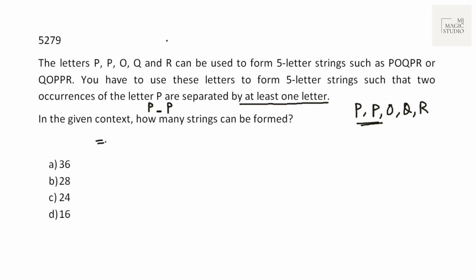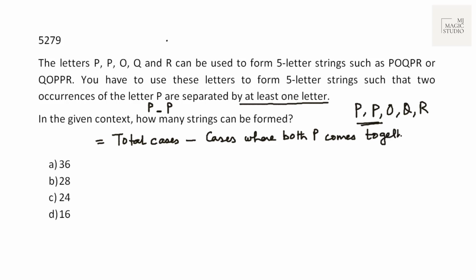It says that they are looking out for total cases without restriction minus cases where both P's come together. That's it. So total number of cases would be factorial 5 by factorial 2, because 2 P's are alike, minus cases where both P's come together, which would be (5 minus 2 plus 1) into factorial 2, divided by factorial 2. Why? Because we have got 2 P's. To dwell deeper into this, please go through permutation and combination. Playlist link is there in the description. This is the simple way.